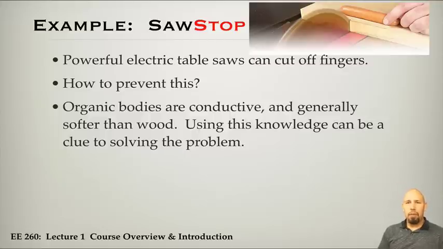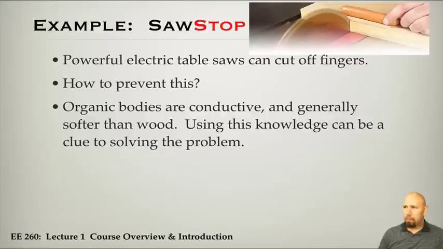Powerful, so there are plenty of electric saws. We don't need more electric saws. We need safer saws. So the question is, how do we prevent saws from cutting off fingers? Well, it turns out that organic bodies, like fingers, are conductive and generally softer than wood. So they have different properties than wood. How can we use that knowledge to solve this problem?